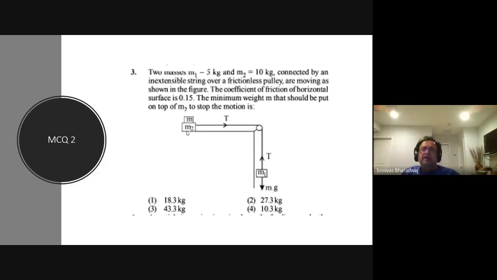1,000. 1,000 by 3, 333.3, right? So 333.3 equals (m plus 10) times g. 333.3 equals (10 plus m) times g, right? So 333.3 divided by 10 is what? 33.33.